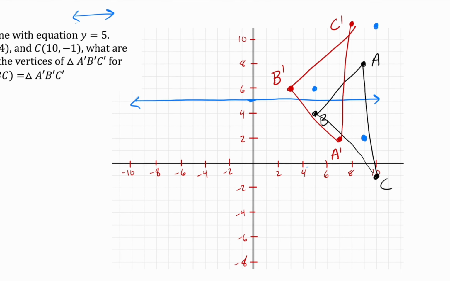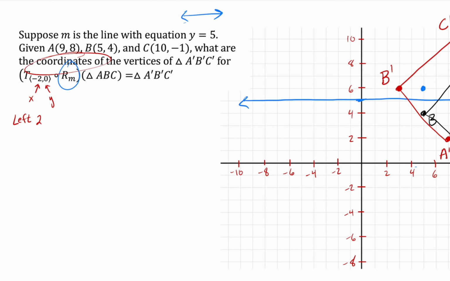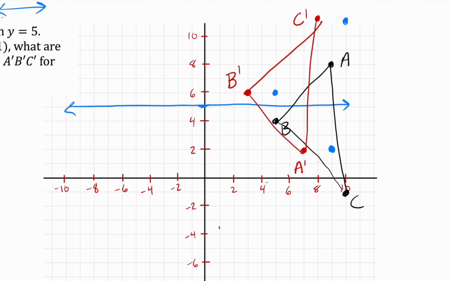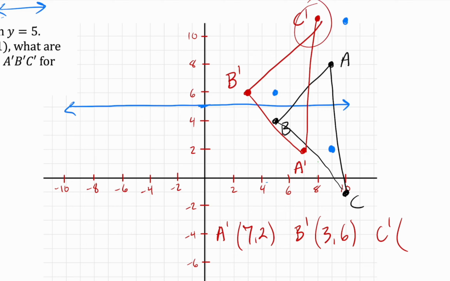And this question asked us to give the coordinates of each of those points, so now we'll just list it out. So our A prime is at, this guy is at 7, 2. Our B prime is at over here, that's at 3, 6. And our C prime is at 8, 11. And there's our answer.